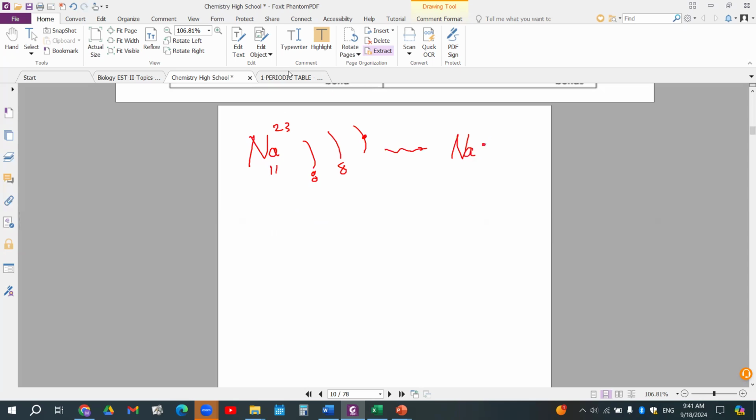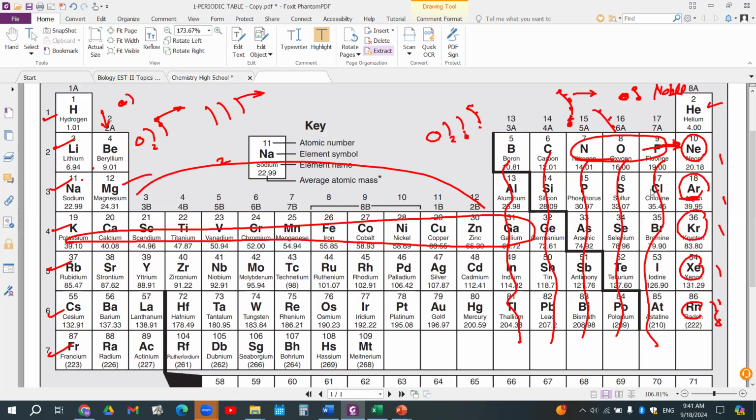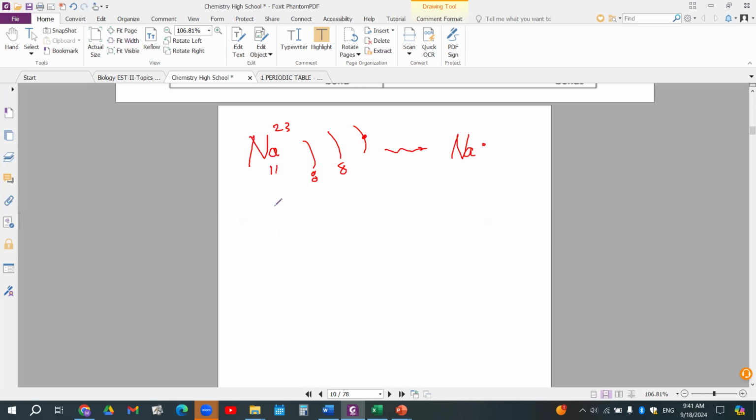Chlorine, what is chlorine? 17. Chlorine has 17 protons, so 17 electrons. Atomic number 17, mass 35.5. It has 2, 8, and 7 electrons in the outermost energy shell. Mr. Lewis describes it like this: 1, 2, 3, 4, 5, 6, 7 electrons in the outermost energy shell.